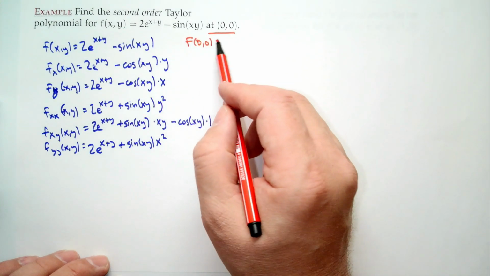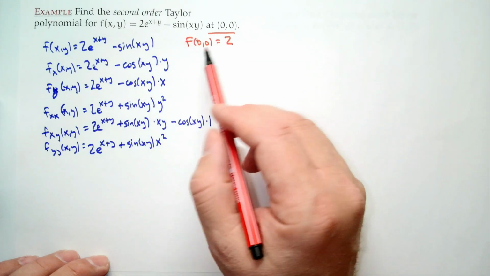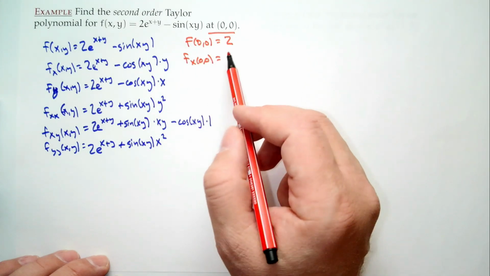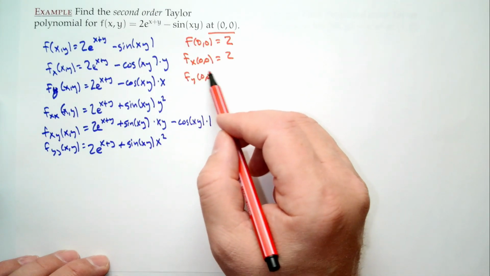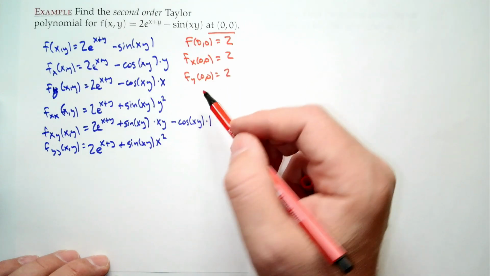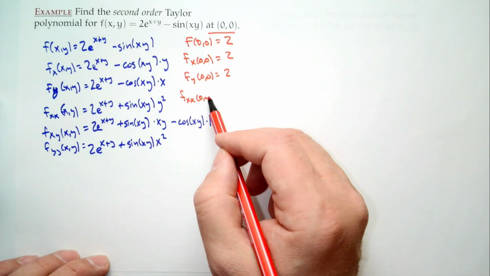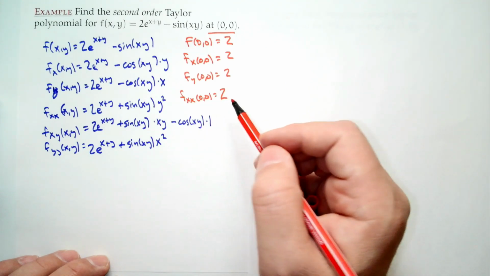So we start plugging in. f at 0, 0. What do you get when you plug in 0, 0? You get 2. How about f sub x at 0, 0? What do you get there? 2. f sub y at 0, 0. What? 2. Okay, I see a pattern going. But sooner or later, we're going to break it. fxx at 0, 0. 2. Oh, maybe we won't break it.